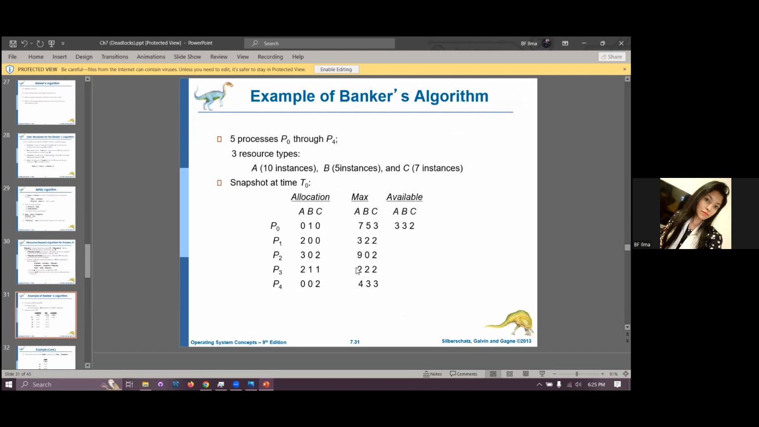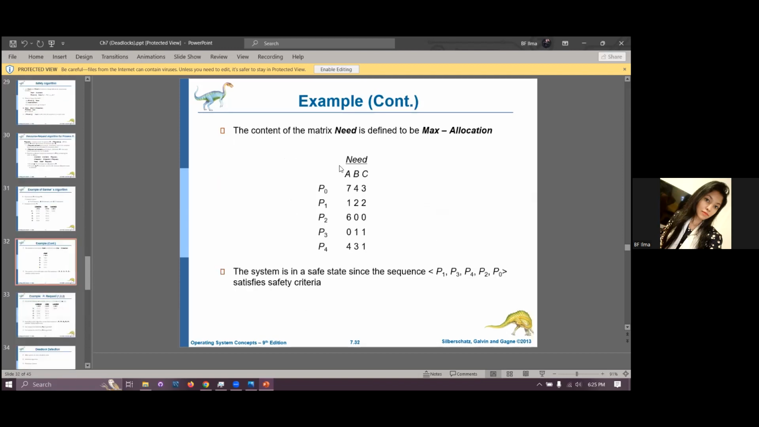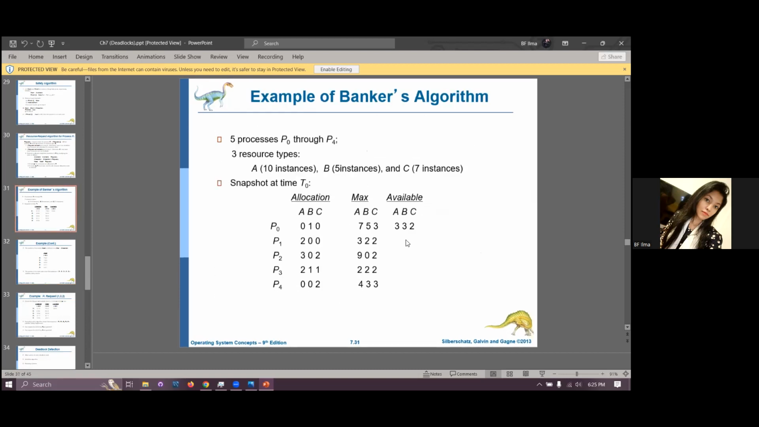When you are given something like this, we have an available list as well. These are the available numbers. So you have to calculate the need matrix. Need means max minus allocation: what is the maximum it needs and what is currently allocated. So how much does it need more?